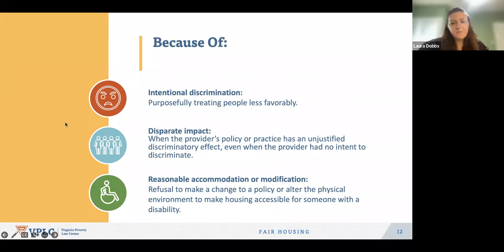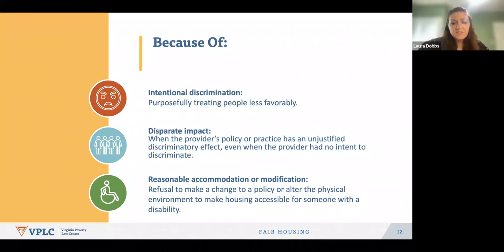So the next element is "because of"; that discrimination has to be due to a certain characteristic. And this can take different forms. It could be intentional discrimination, i.e. purposely treating certain people less favorably. Or it could be seemingly neutral, but have a disparate impact on a certain class of people. So, if a provider has a policy or practice that has an unjustified discriminatory effect, even if that provider had no intent to discriminate, it could be a violation of the Fair Housing Act.